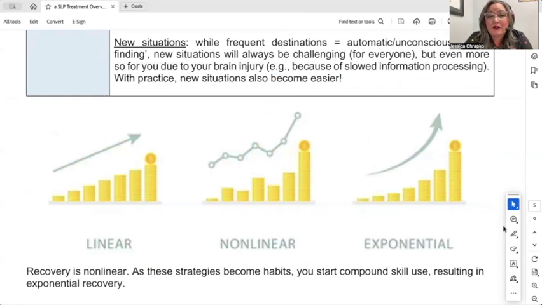Clients want recovery to be linear. You want to see a clear up, up, up, up, up trend. Unfortunately, that's not what it looks like. It's more like a stock market graph where the general trend is upward, but if you zoom in on any given day from day to day, it can feel like you're regressing. That is not the case, and I often have to reassure clients of this. We've talked about compound skill use, where as strategies become unconscious habits, we start to add strategies together, which is compound skill use, and so your performance can start to show exponential improvement, theoretically.